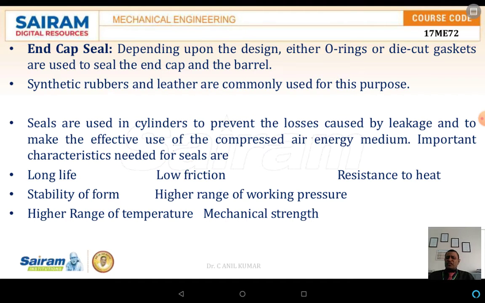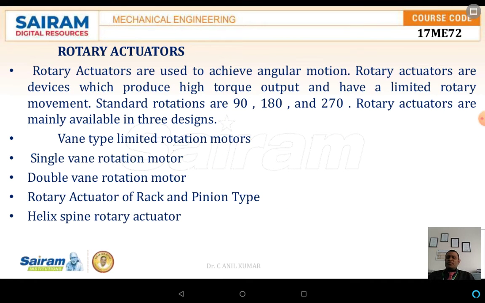The important characteristics which are required for the seals are the long life, low friction, resistance to heat, stability to foam, higher range of working pressures, higher range of temperatures and also the mechanical strength. These are all the characteristics which are required for a sealant, and these sealants are also temperature dependent. The next part we are discussing is nothing but the rotary actuators.